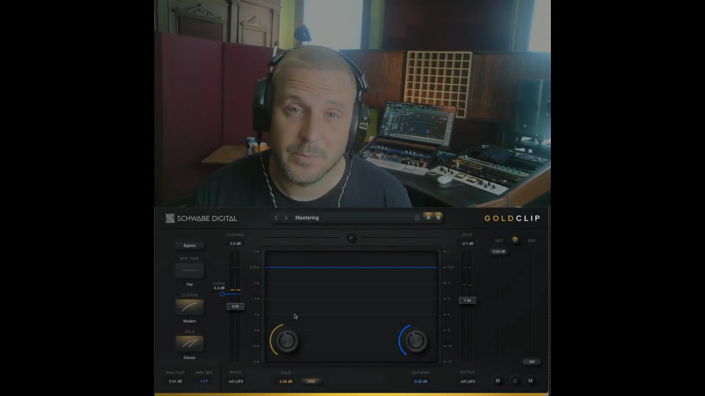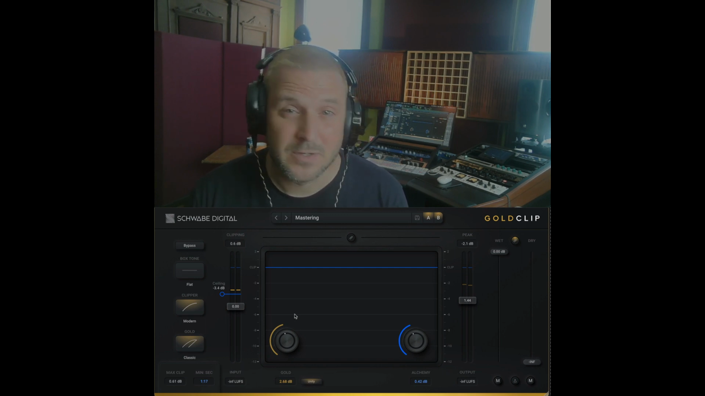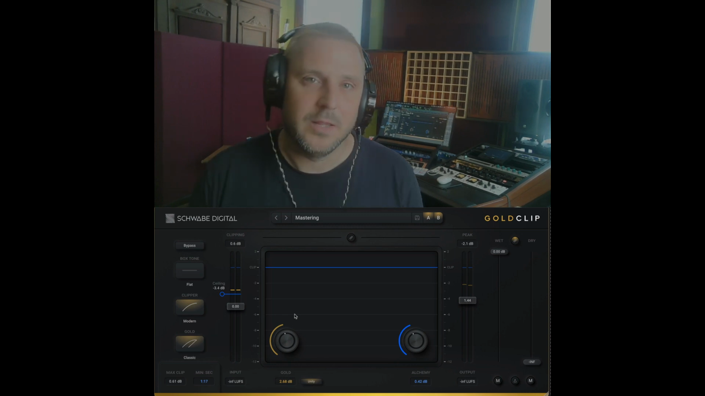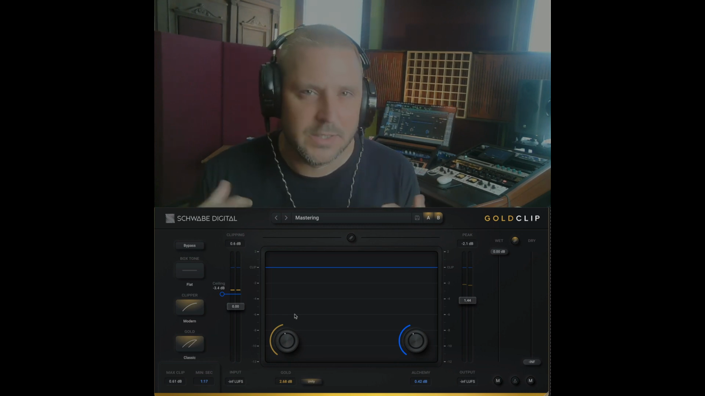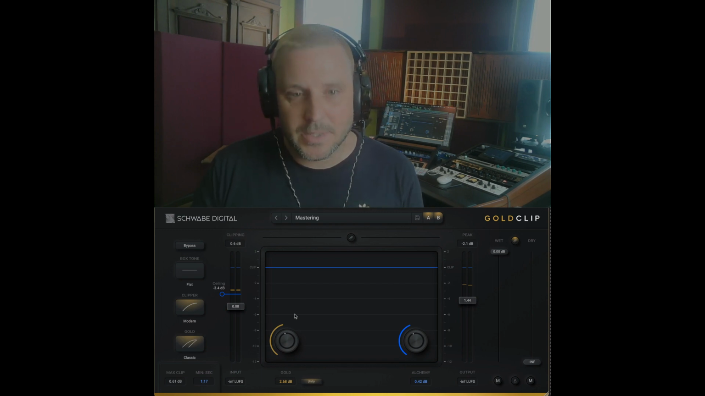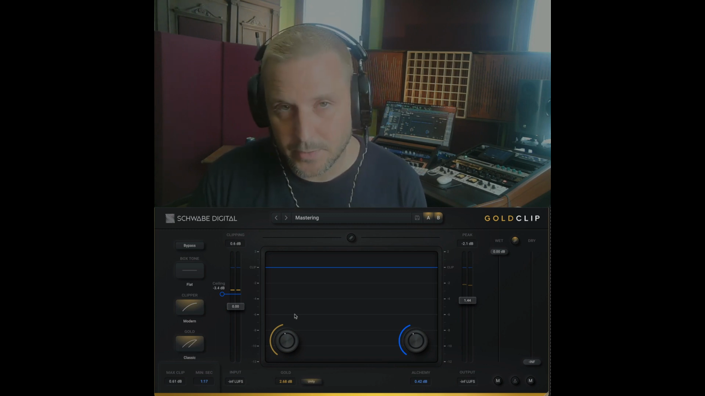Today I want to talk about the clippers in Gold Clip. There are 3 different clippers in Gold Clip: modern, classic, and hard. They can be described as soft, medium, and hard knee, but they're much more complex than that. They have noise, grit, and a lot of analog character. These are not made as purely digital clipping devices. They are somewhat unique in the way that they were designed.